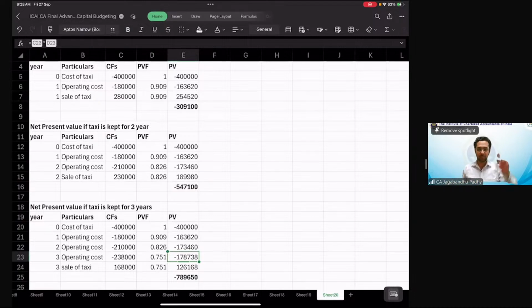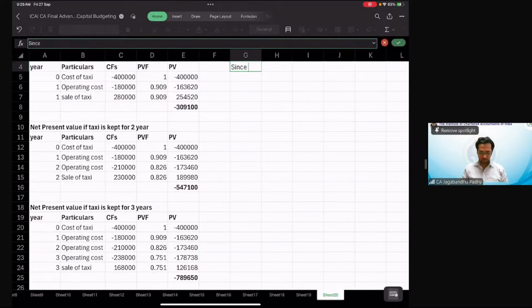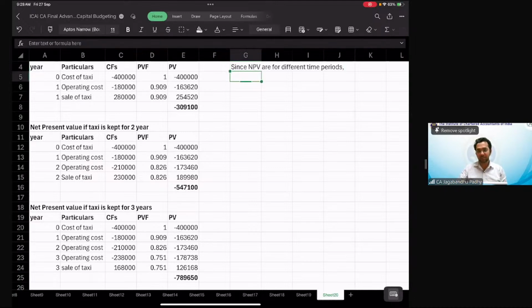So what we need to do is, since NPVs are for different time periods, tell me, if NPVs are going to be for different time periods, how do we take a decision regarding the projects? How do we take the decision regarding the projects? If NPVs are different for time periods, on what basis do we take a decision regarding the project?